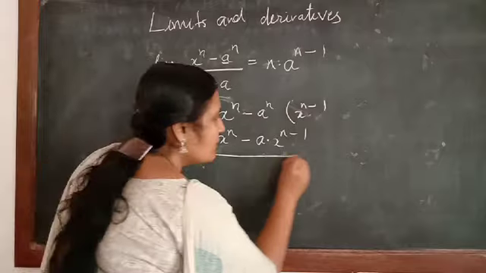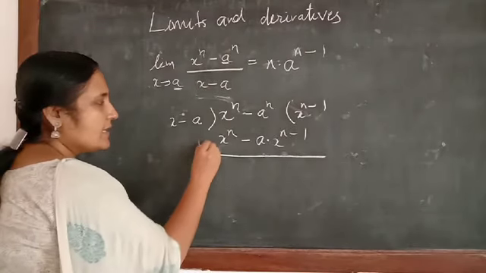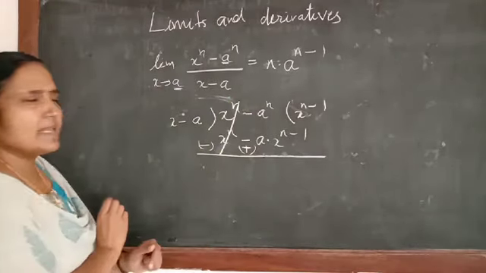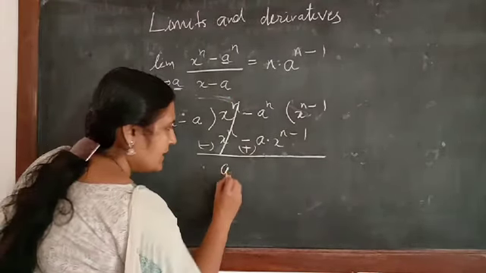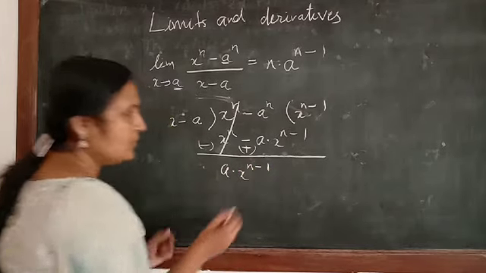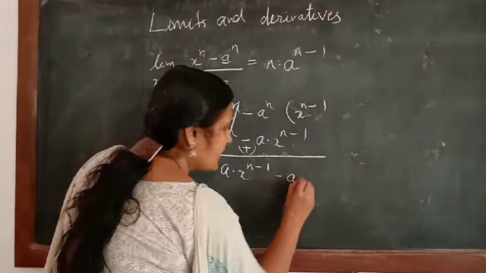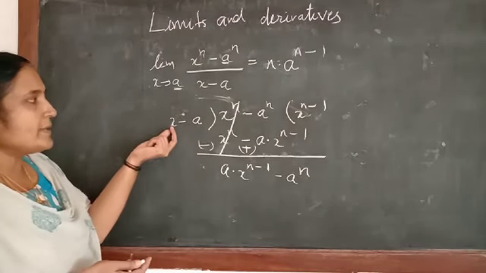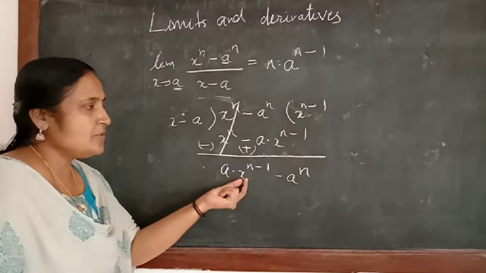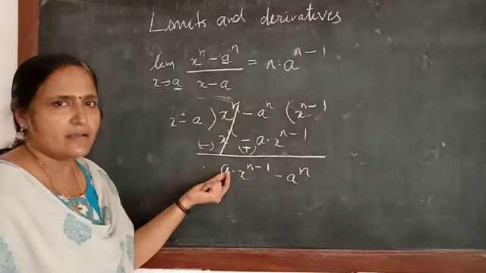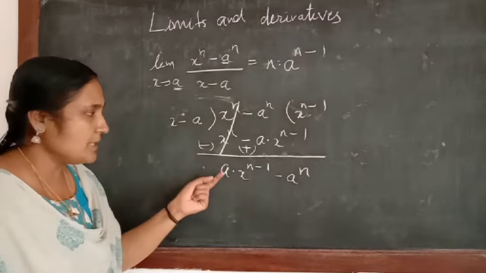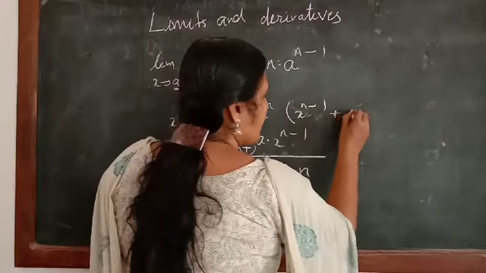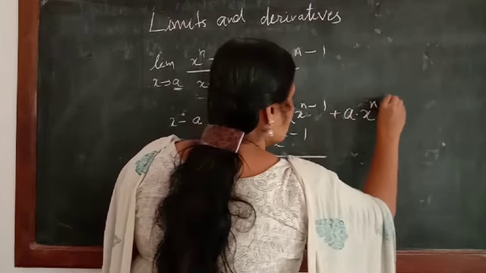Now what will we do? We will do the subtraction. Then the negative makes this expression positive, so x raised to n will get cancelled. Remaining we get a into x raised to n minus 1 minus a raised to n. Now again, by which number should we multiply x to get a into x raised to n minus 1? Yes, that will be a into x raised to n minus 2. So here we write down a into x raised to n minus 2.